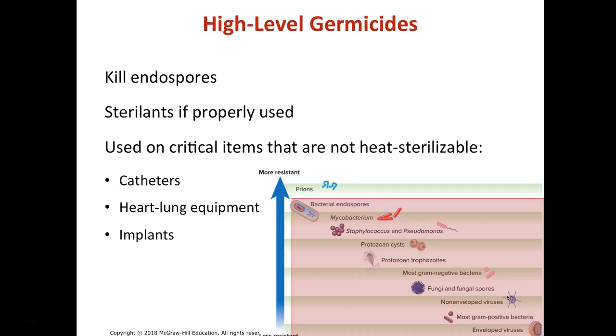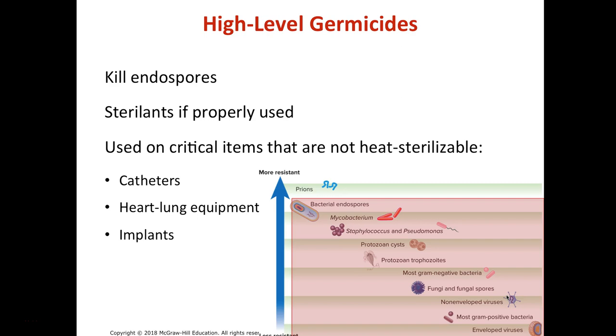So we have 3 different levels of germicides. Our high level are basically going to be those chemical agents that are targeting microbes that are sporicidal. So they're able to kill endospores, and they can cause sterilization if they are used properly, meaning the proper concentration, left the proper amount of time.